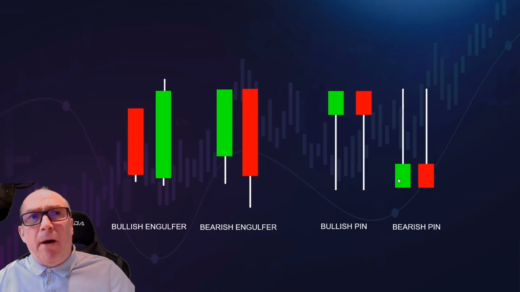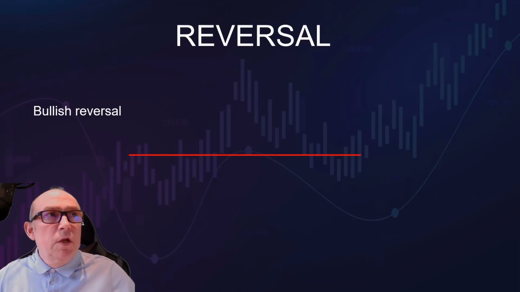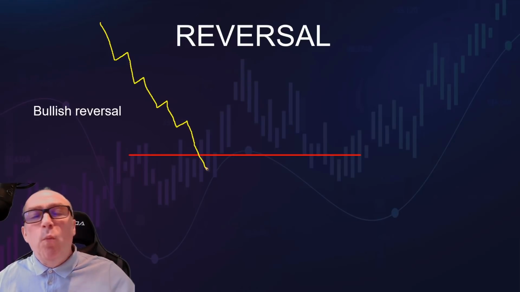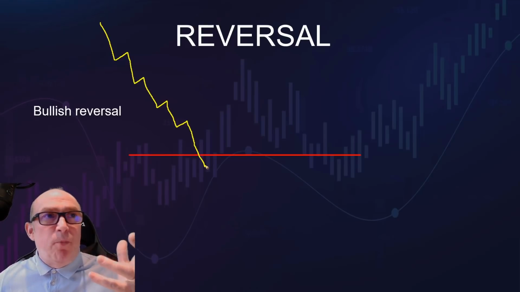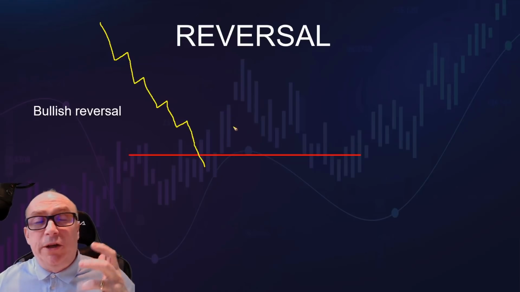Let's start off by looking at the reversal pattern. This is a bullish reversal pattern. What you can see here is we have a downtrend in play. Markets are making lower highs and lower lows, and then we come into this level of support. Now we don't know whether this level of support is going to hold or whether it's going to reverse on itself. We never know that. It could carry on going or it could bounce back.